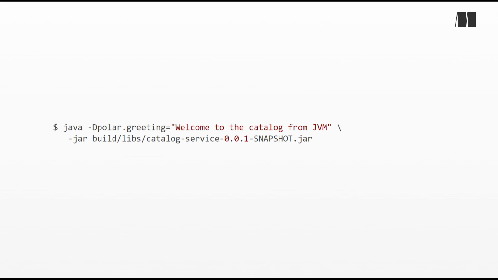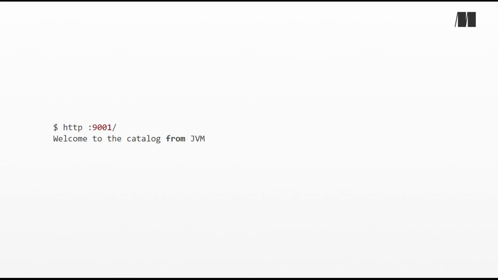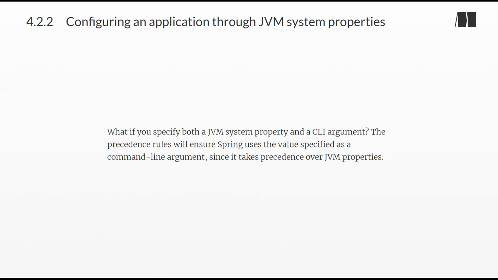The JVM system property has the same name as the Spring property, prefixed with the usual -D for JVM arguments. This time the application will use the message defined as a JVM system property, since it takes precedence over property files. What if you specify both a JVM system property and a CLI argument? The precedence rules will ensure Spring uses the value specified as a command line argument, since it takes precedence over JVM properties.